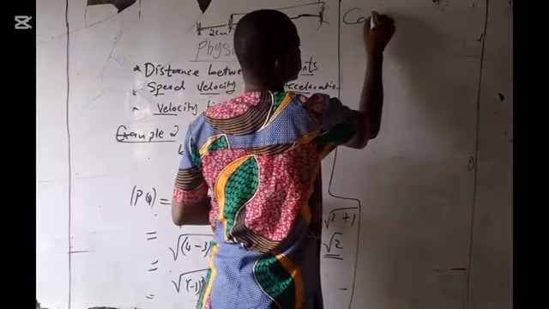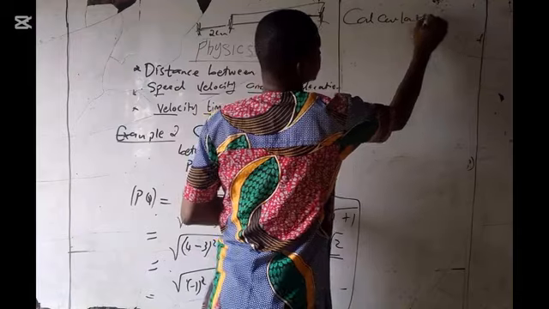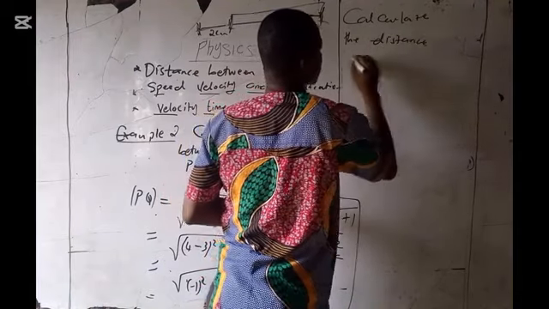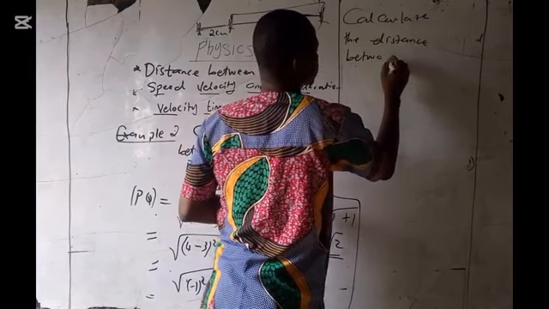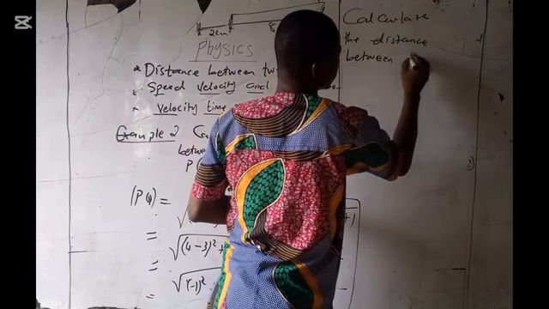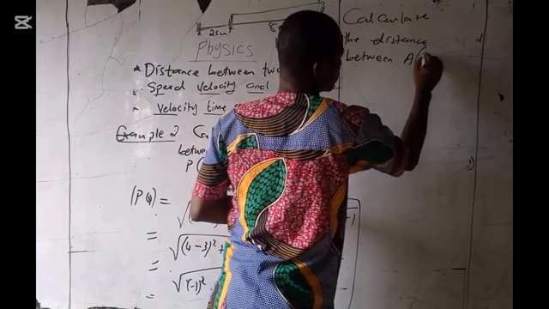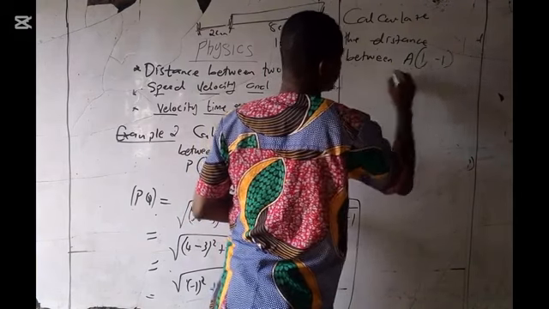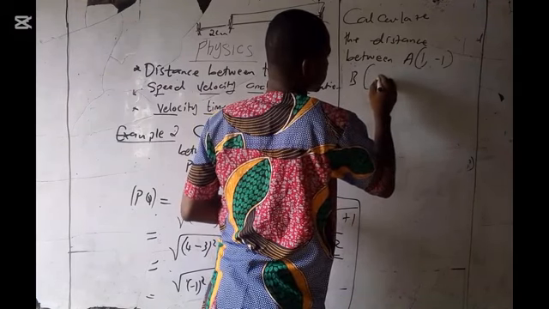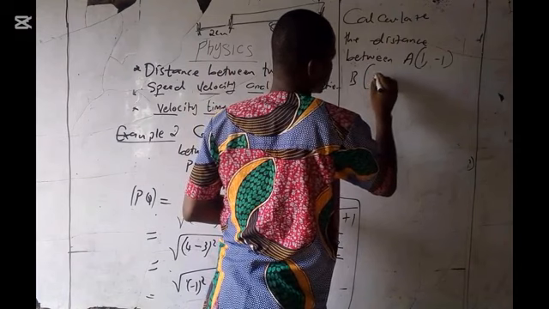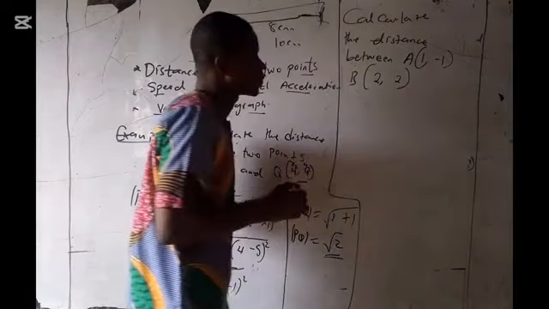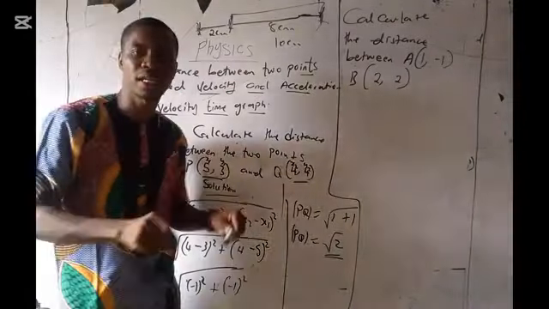Calculate the distance between point A with coordinates 1 and minus 1, and point B with coordinates 2 and 2. So I believe you can do this for me. Do this and put your answer in the comment section.